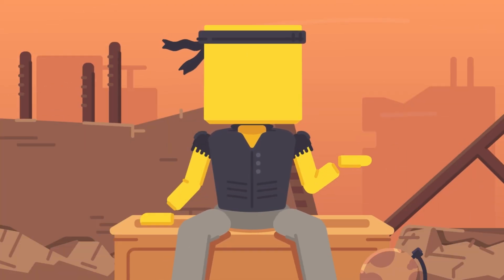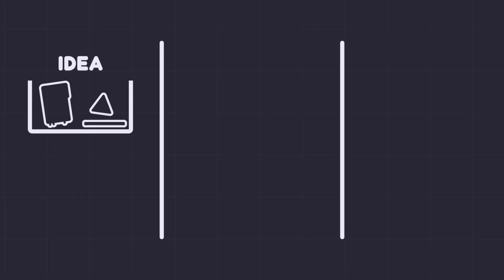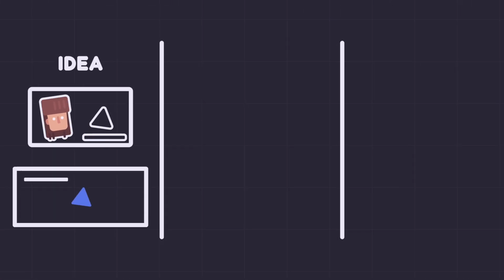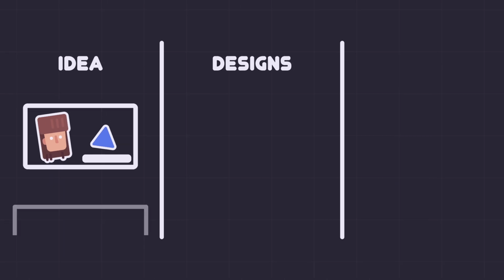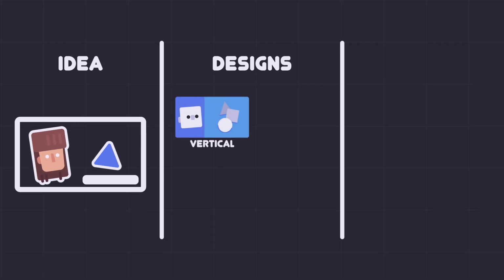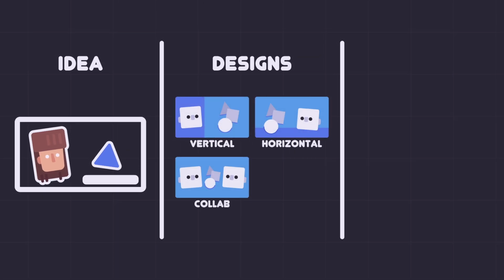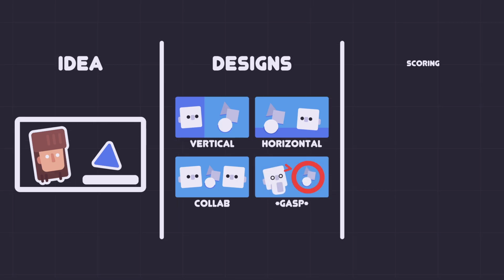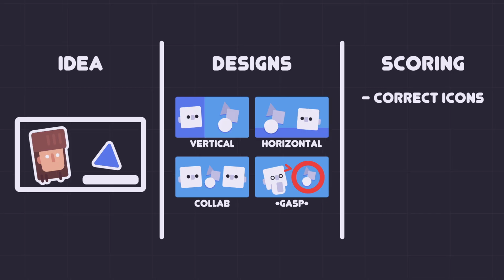As I was saying, I want to make a game where you recreate a thumbnail by dragging elements onto a blank canvas. And we have 4 different thumbnail designs. We have the vertical, the horizontal, the collab, and the game grades you based on your accuracy, aka if you selected the correct icons, the distance from the actual positions, etc. And after further brainstorming and expanding my mechanics, I think it's time to make it happen.